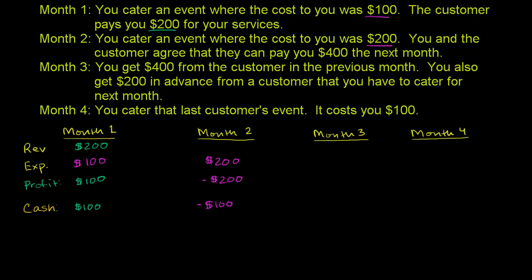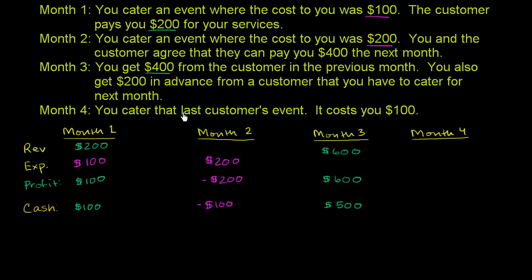Let's go to the next month. You get $400 from the customer in the previous month. You also get $200 in advance from a customer that you have to cater for next month. So we've done no catering this month, but we've gotten a lot of money. We got $400 from the previous month's customer and $200 for a customer that you're going to cater for next month. So we got $600 on the cash basis in revenue. And we had no expenses in that month. So we have $600 in profit, and our cash balance increases by $600. So at the end of this month, we now have $500.